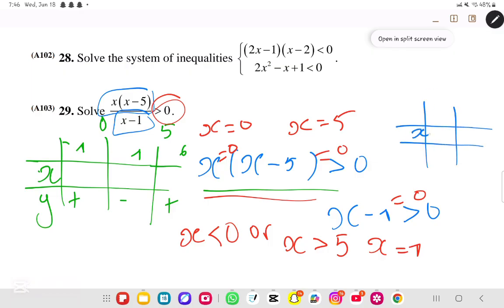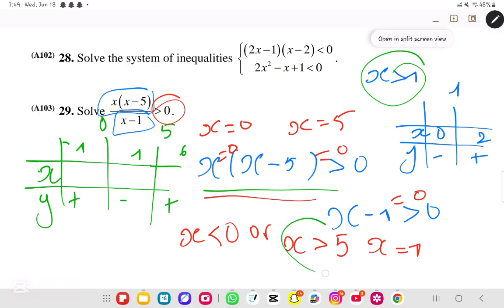Here you will do the table of variation as well. Okay, you have x and y. You have 1 as the root, right? So choose a number less than 1, you can choose 0. Number greater than 1, you can choose 2. Substitute it in this equation. 0 minus 1 is a negative number. 2 minus 1 is a positive number. So it is only positive because they want it greater than 0. It is only positive if x is greater than 1. Okay? So you'll need to remember these 1, 2, and 3.